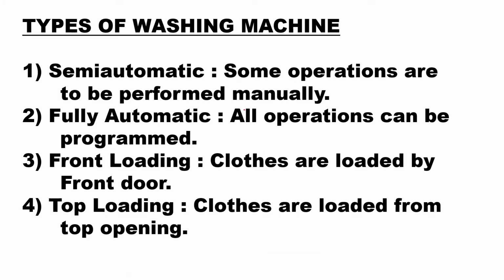Then we'll see types of washing machine. Now, in this, there are four important types. One is semi-automatic. Second one is fully automatic. Third one is front loading, and fourth one is top loading. So, in the semi-automatic, some operations are performed manually. In fully automatic, all operations can be programmed. And in the front loading, clothes are loaded from the front door. And in top loading washing machine, clothes are loaded from the top opening.